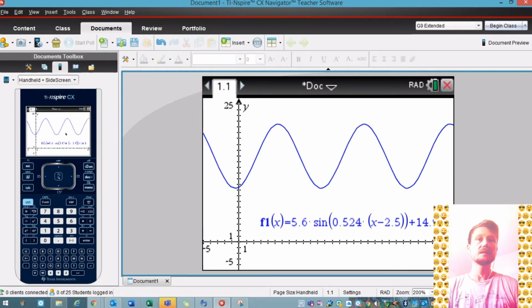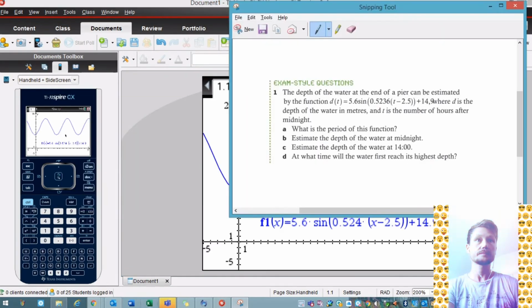But we need to use the formula. Remember, period is equal to 2 pi over b. So 2 pi is 360. So this is my b, the 0.524 is my b. So if I want the period, all I have to do is 2 pi divided by my b value. So 2 pi divided by 0.524, and you should get an answer of 12. So for A, you don't really need to pop it in, you just use a simple formula.